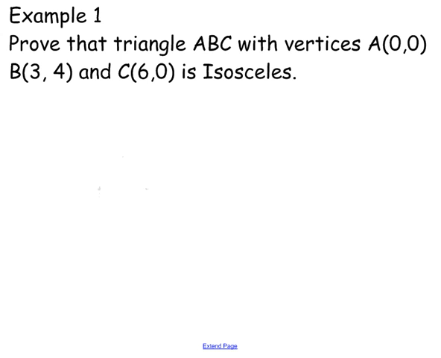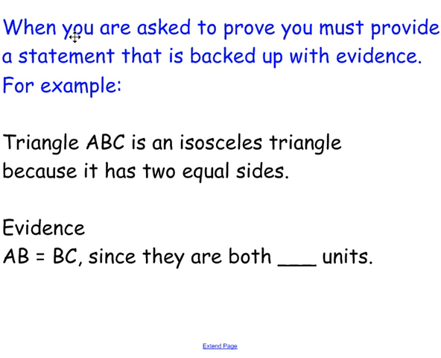Okay, now this is important. Anytime you see that word prove, when you are asked to prove, you must provide a statement that is backed up with evidence. So, for example, triangle ABC is an isosceles triangle because it has two equal sides, has to be backed up with evidence. It's not enough to just say it's an isosceles triangle. You have to prove it. You have to show evidence. So you have to say something like AB is equal to BC since they are both blank units. And that would be the evidence that you have an isosceles triangle because you have two equal sides.